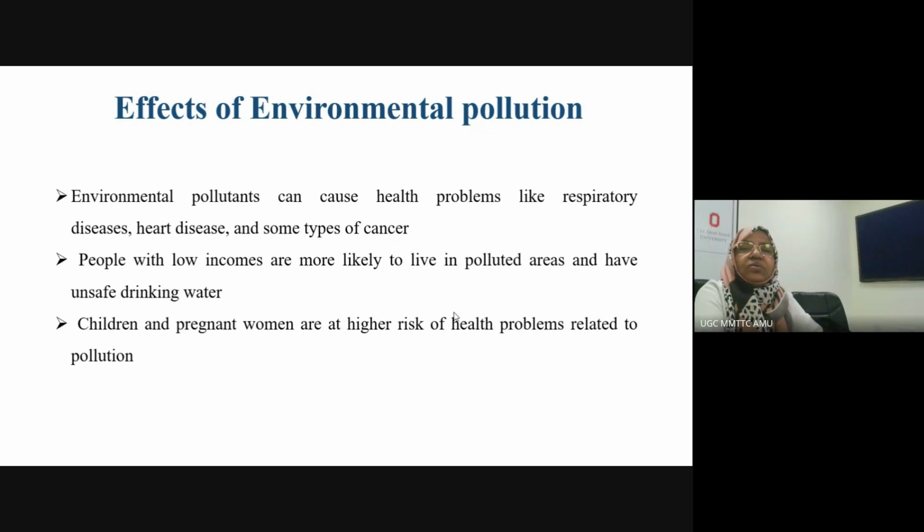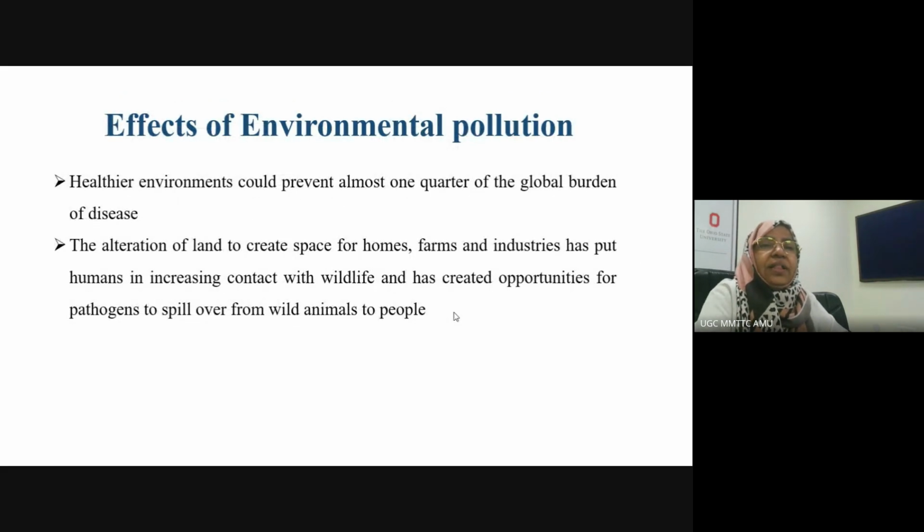Environmental pollutants can cause health problems like respiratory diseases, heart diseases, and some types of cancer. People with low income are more likely to live in polluted areas and have unsafe drinking water. Children and pregnant women are at higher risk of health problems related to pollution. Healthier environments would prevent almost a quarter of the global burden of disease. The alteration of land to create space for homes, farms, and industries has put humans in increasing contact with wildlife and has created opportunities for pathogens to spill over from wild animals to people.